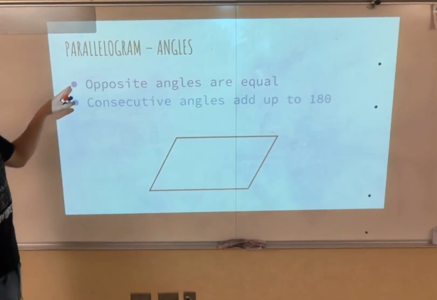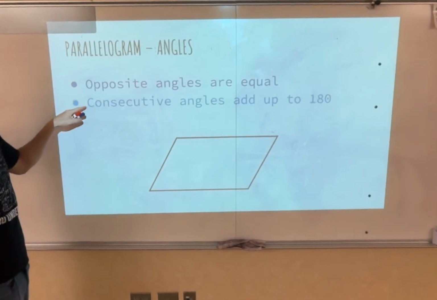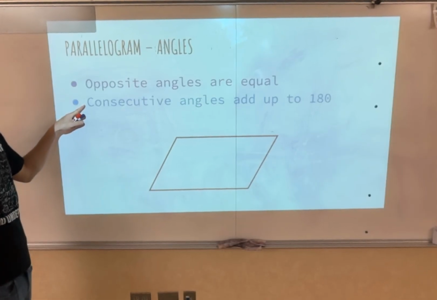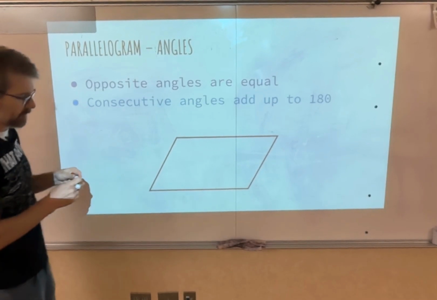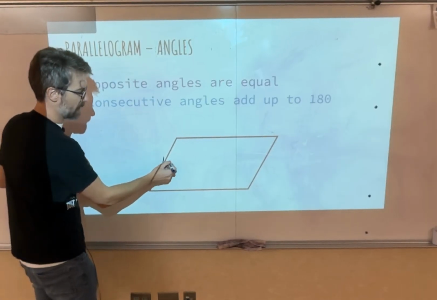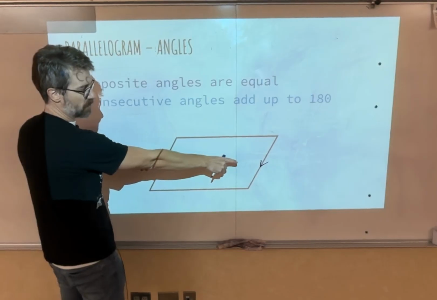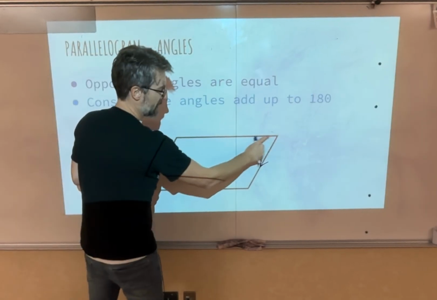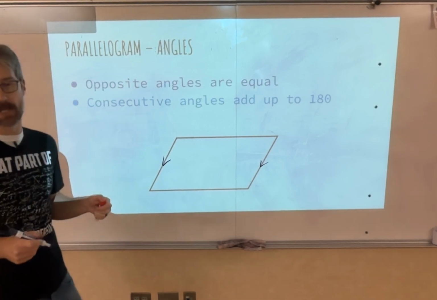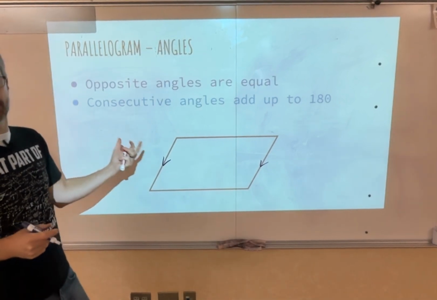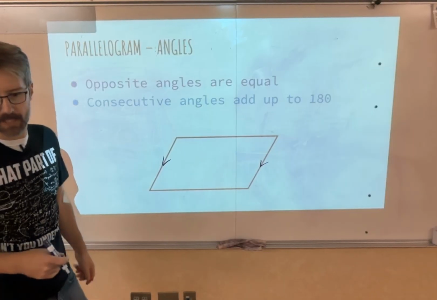All right, so our opposite angles have to be equal, and at the same time, the consecutive angles have to add up to 180. If we think about when we talked about properties of parallel lines being crossed by transversals, right? If these two lines are parallel and this is the transversal, that makes these two lines alternate interior angles and same side interior angles, and those are supplementary. They add up to 180 degrees.